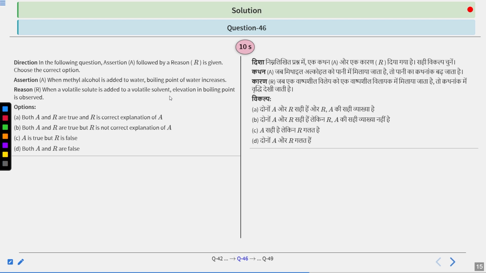Next question, direction. In the following question, assertion followed by a reason is given. Choose the correct option. Assertion is when methyl alcohol is added to water, boiling point of water increases. Reason is when volatile solute is added to a volatile solvent, elevation in boiling point is observed. Options are A, both A and R are true and R is the correct explanation of A. B, both A and R are true and R is not the correct explanation of A. C, A is true but R is false. And D, both A and R are false. Clear? So you have some time to solve this question. Your time starts now.